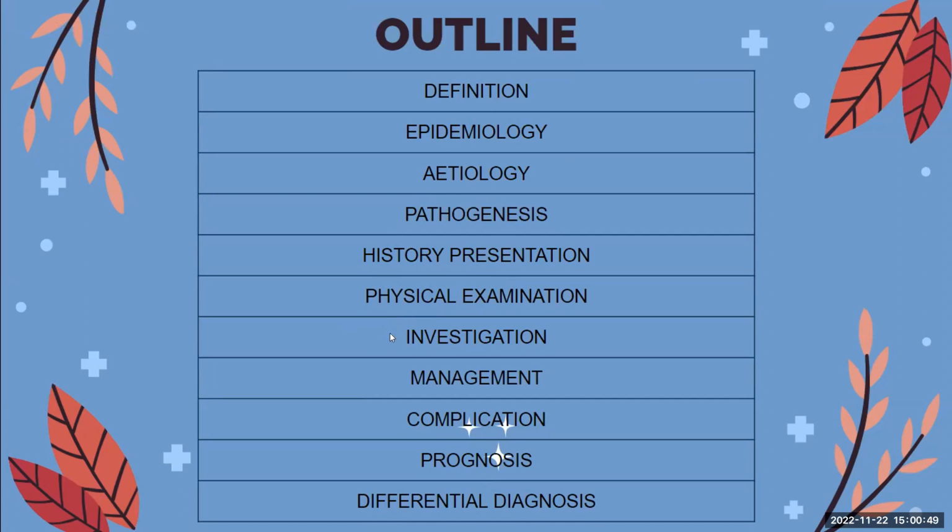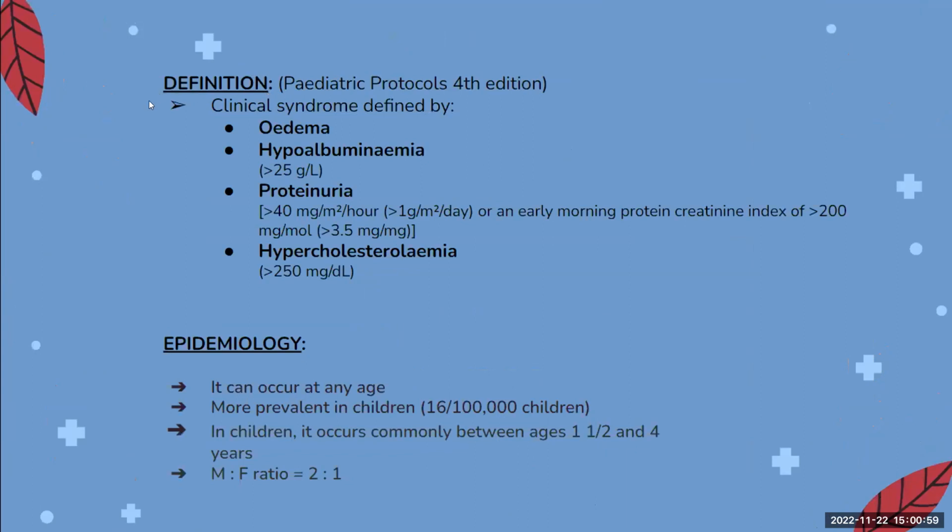and the investigation to rule out any differential diagnosis for nephrotic syndrome, the management, complication, prognosis, and also differential diagnosis. So by definition, nephrotic syndrome is a clinical syndrome which is defined by edema, hypoalbuminemia, proteinuria, and also hypercholesterolemia. So if you see here, I listed out the criteria for the nephrotic syndrome that need to reach this level so that it can be categorized under nephrotic syndrome.